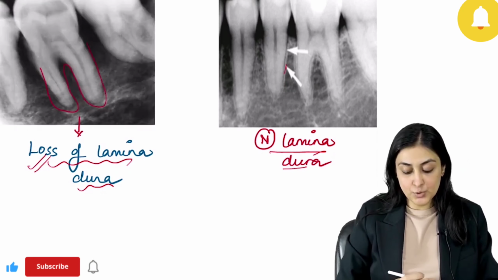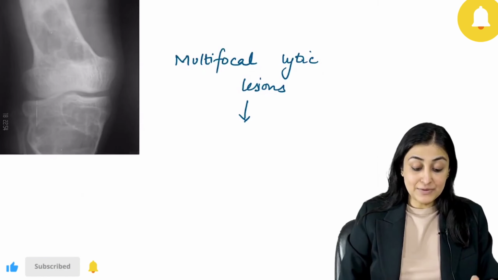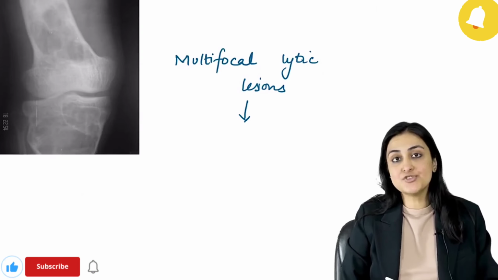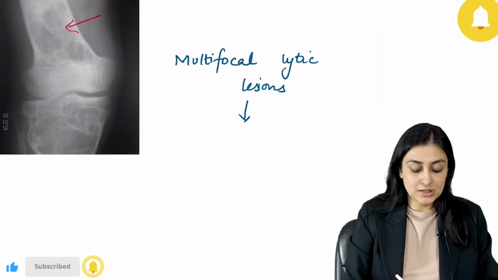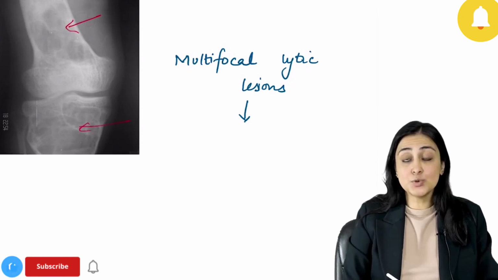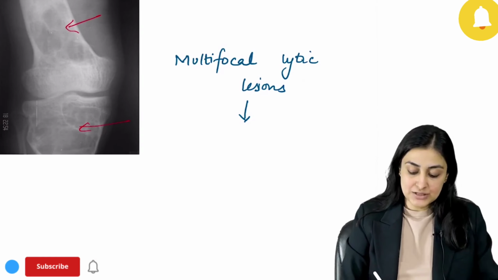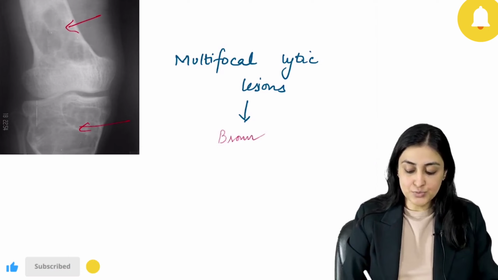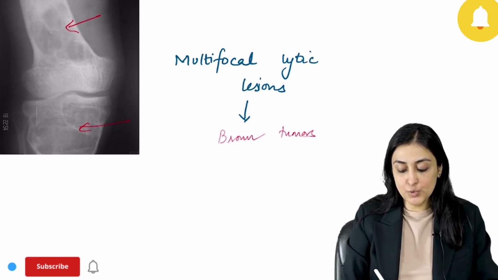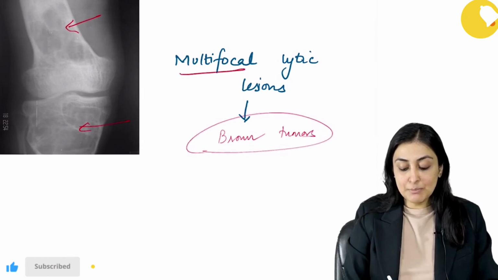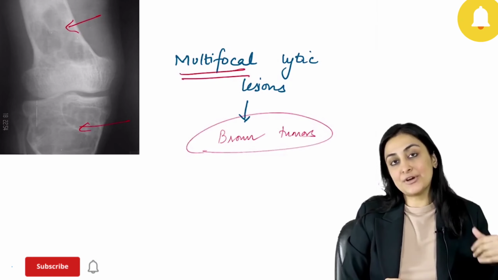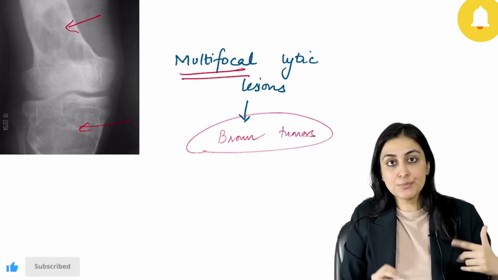One more feature. Going ahead, what else can we find? We can find these multifocal bony lesions. What are these multifocal, lytic, irregular bony lesions which are scattered throughout the body in the metaphyses? These are referred to as brown tumors. They can mimic primary bone tumors, but they're going to be multiple and associated with other findings of hyperparathyroidism, right?